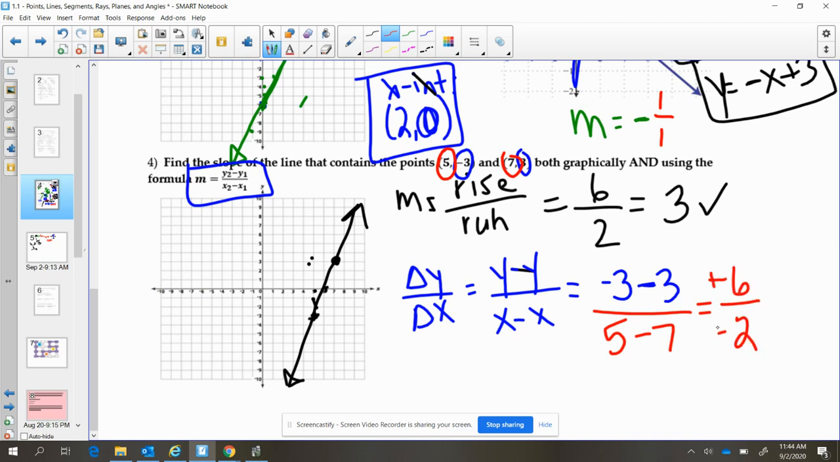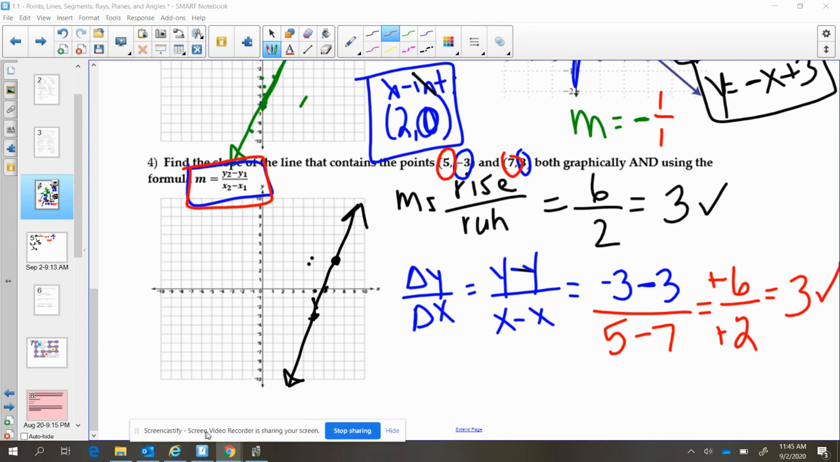A negative divided by a negative is a positive. And again, we got 3. Now you may be questioning, okay, Missy, the formula says y2 minus y1, x2 minus x1. Why did you do the opposite of that? Well, the thing is with slope, it doesn't matter which point you call x1 and y1, either these two or these two, you're going to get the same answer either way.